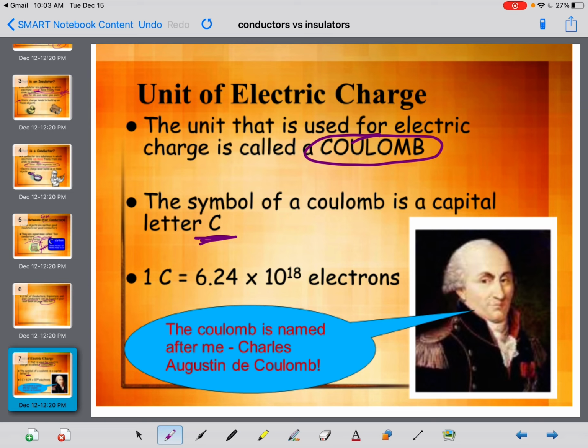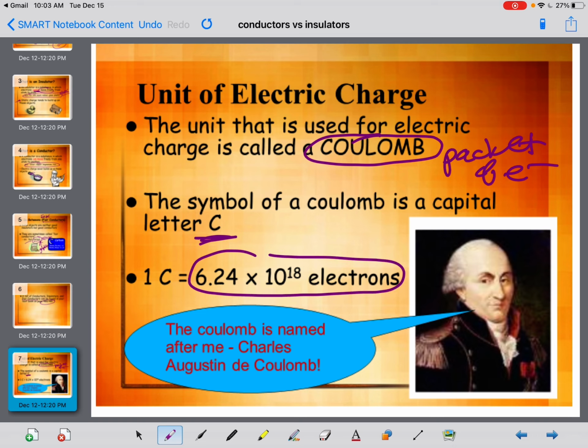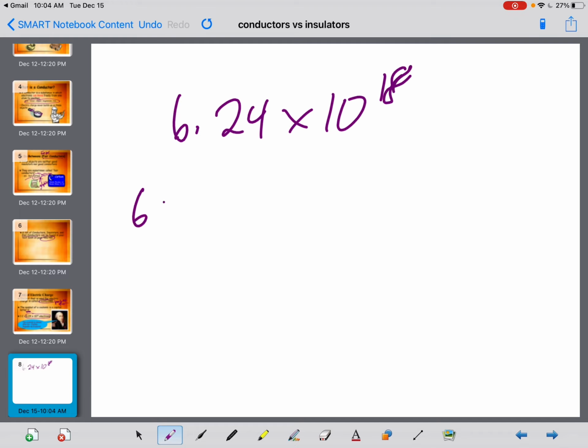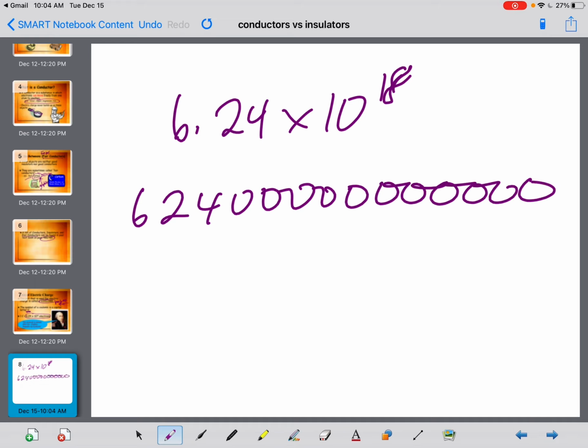One coulomb is like a little packet, a package of electrons. We cluster them together, and the clustering of electrons is actually a huge number: 6.24 times 10 to the 18. We've seen this scientific notation before. This means the decimal point has been moved 18 times. Let's see, is that even enough? 1, 2, 3, 4, 5, 6, 7, 8, 9, 10, 11, 12, 13, 14, 15, 16, 17, 18.